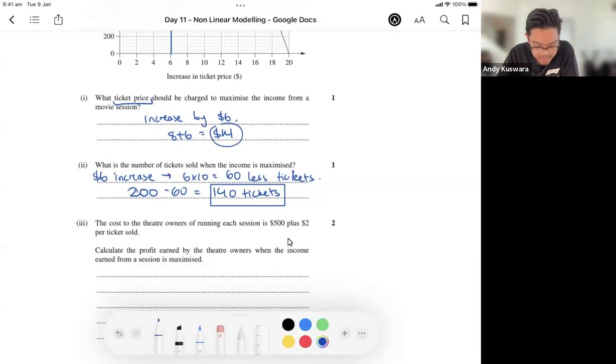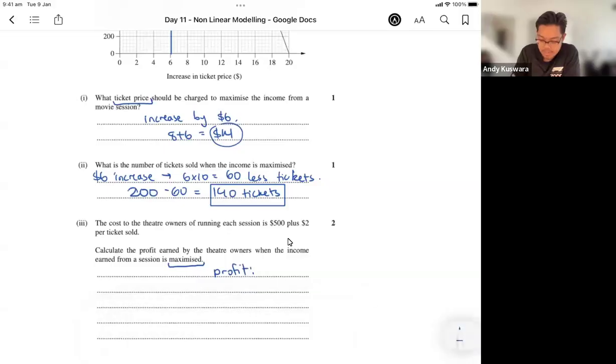Now, the third one says the cost to the theater owners of running each session is $500 plus $2 per ticket sold. Calculate the profit earned by the theater owners when the income earned from a session is maximized. This is a classic HSC question where part one and part two set you up for part three. So let's do this. We have to find profit.